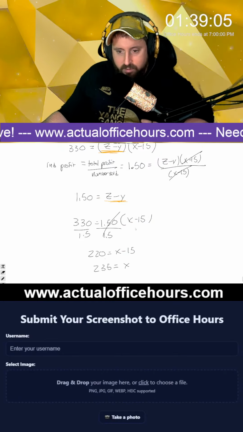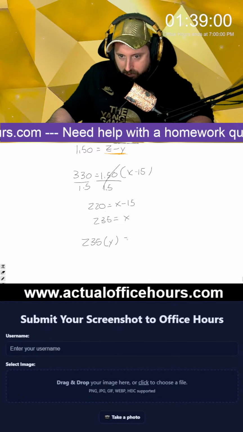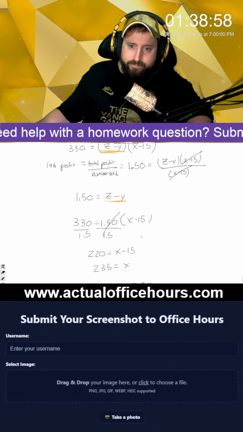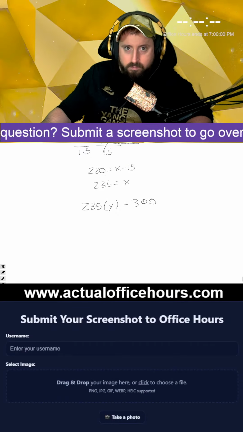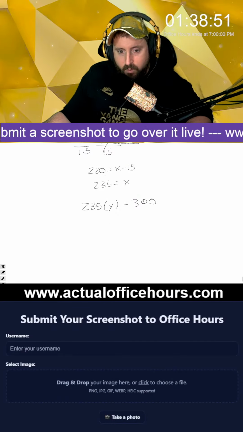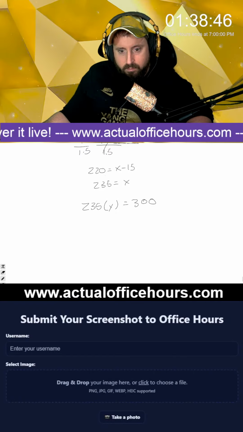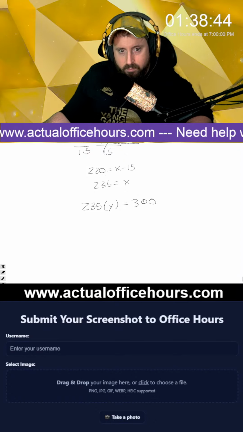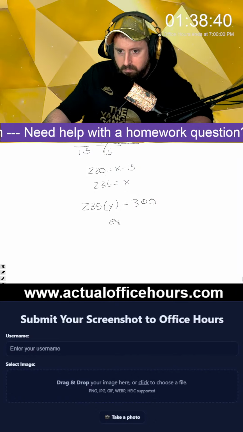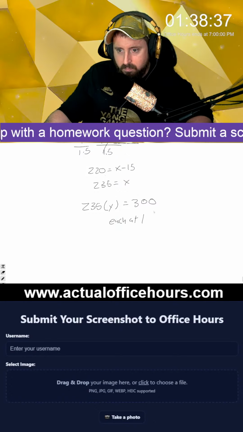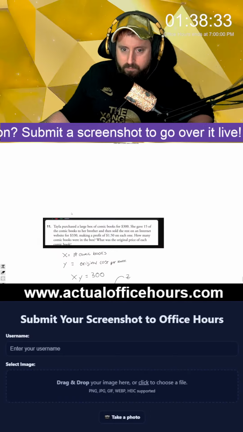And then what was the original price? So then 235 times Y is equal to 330. Or equal to 300, right? Okay, we'll see why. So I would say they're $1.28 each. Let's see what ChatGPT thinks.